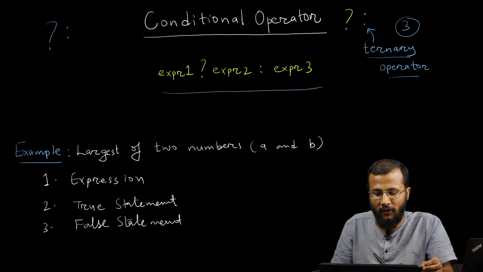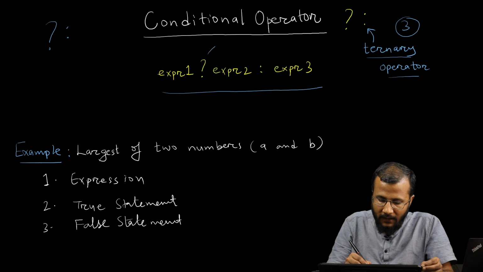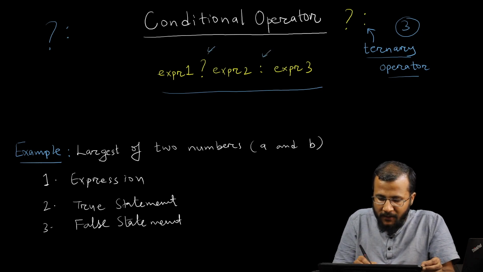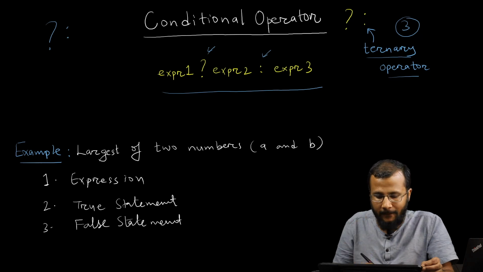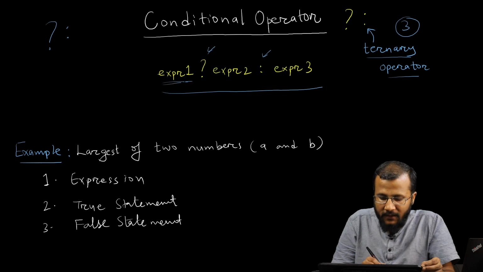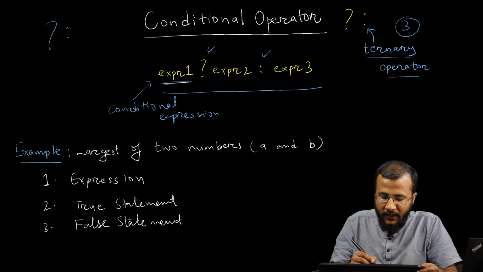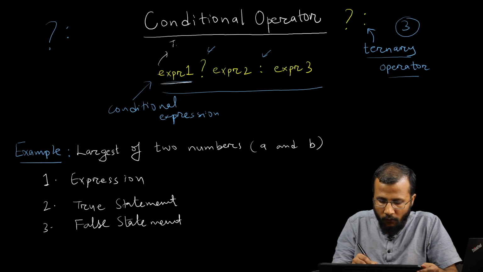This is the syntax of the conditional operator. This is the question mark and this is the colon available here. Now there are expressions available in between the question mark and the colon. Let's see what it means. The first expression is the expression that will be evaluated first. This would generally be a conditional expression. This conditional expression may evaluate to either true or false. If expression 1 evaluates to true, only then expression 2 would be evaluated.